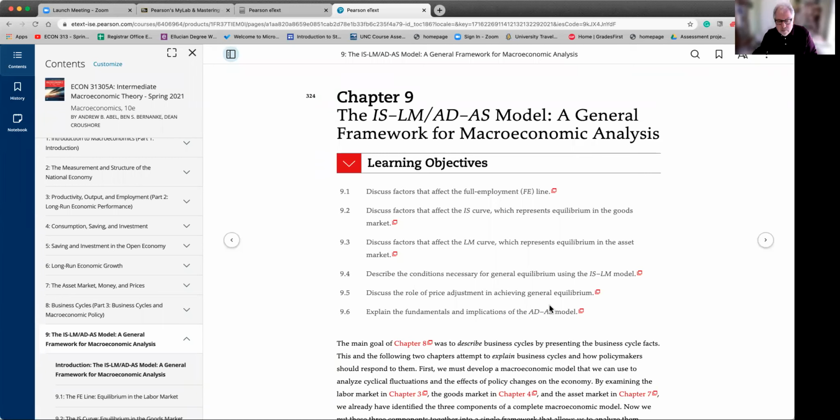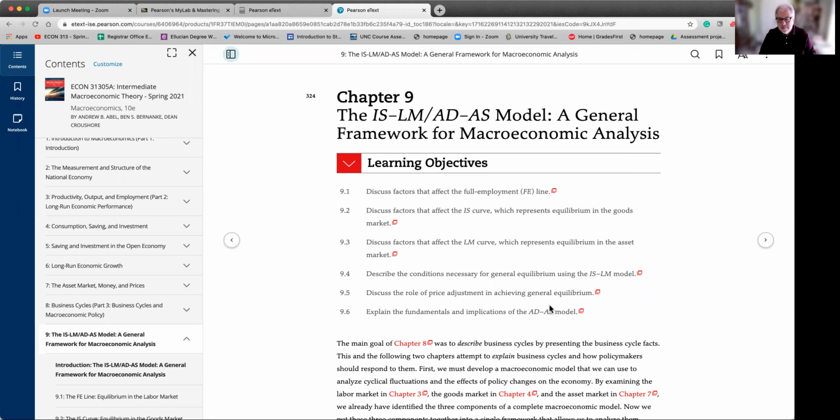The introduction to Chapter 9 provides a really useful overview of what the model is about. This model is called ISLM, ADAS. IS is for the desired investment, desired saving in the goods market. LM has to do with liquidity in the money supply, in other words, the asset market. So it's the goods and asset market equilibrium together.